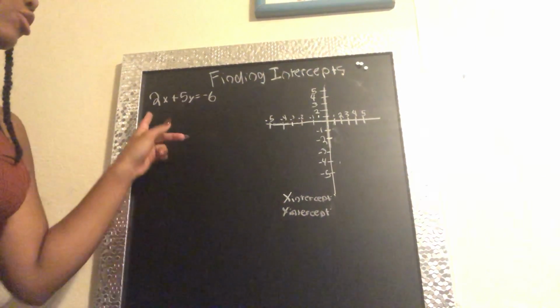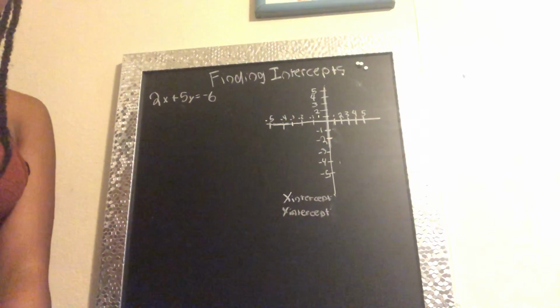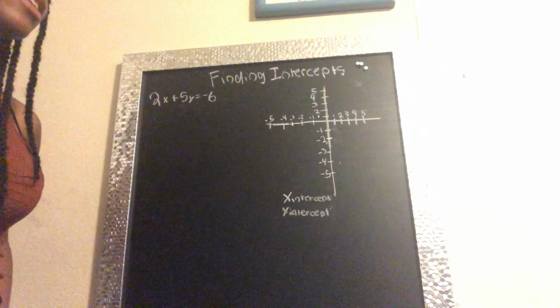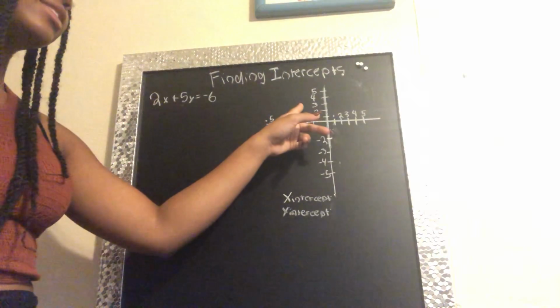So we have the equation 2x plus 5y equals negative 6, and we want to find the intercepts and graph. So anytime we're talking about intercepts, we're talking about intersecting the x or the y-axis.